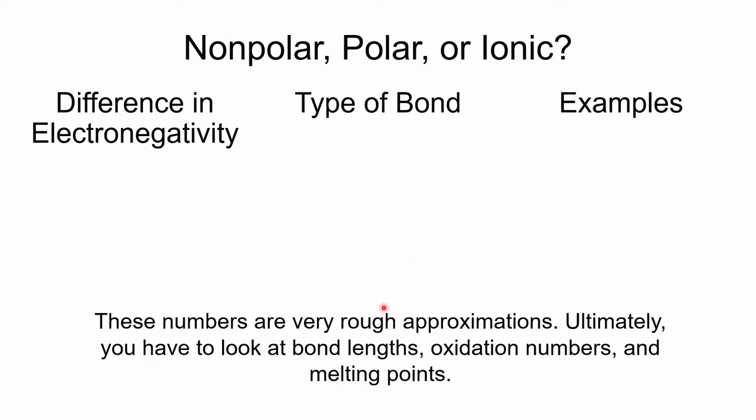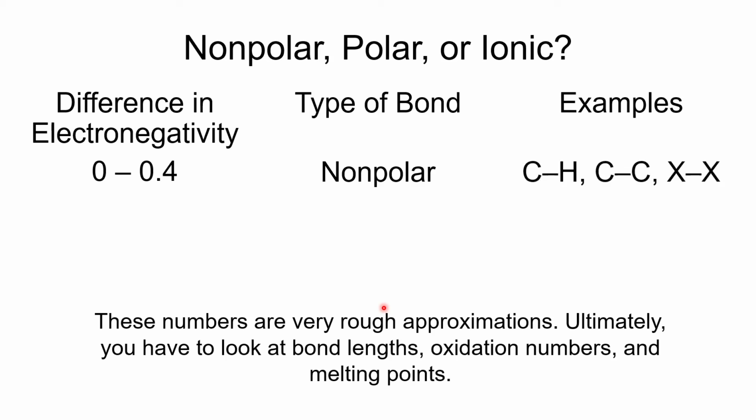So, is a bond nonpolar, polar, or ionic? We can get a rough estimate of whether it fits in one of these categories by looking at the difference in electronegativity. If the difference in electronegativity is between 0 and 0.4, we typically will call that a nonpolar covalent bond. Examples of this include carbon-hydrogen, which is right at a 0.4 difference, and carbon-carbon, which is a 0 difference because they're identical, as with any two atoms that are exactly the same. If there's just a small difference in electronegativity, then it's going to fit into this category. Lots of bonds will fit in this category.